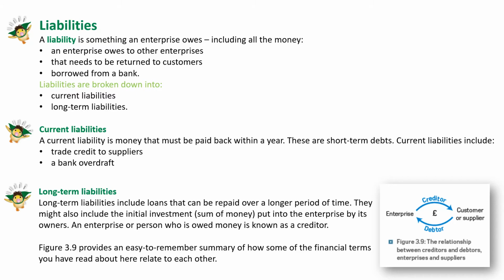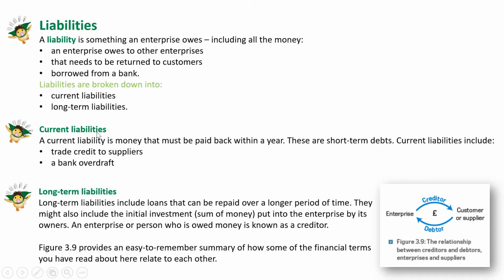Liabilities. A liability is something that an enterprise owes, including all the money an enterprise owes to other enterprises, other companies, that needs to be returned to customers or has been borrowed from a bank. Liabilities are broken down into 2 categories, current liabilities and long-term liabilities.